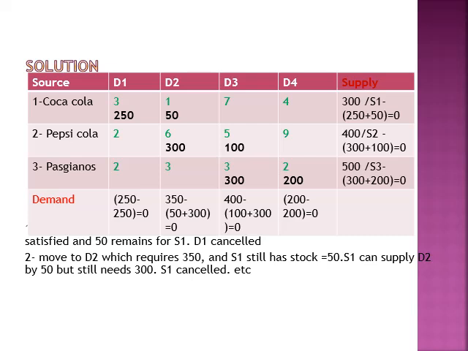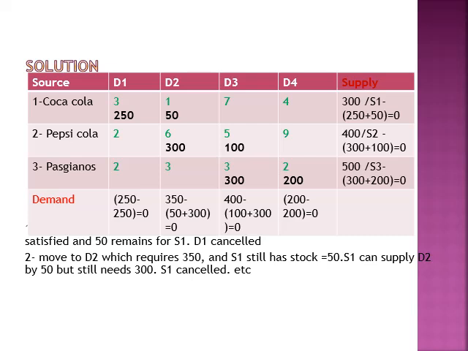Then we are going to state 250. We satisfy the total demand of D1, then we will cancel 250 and write 0 instead of 250. Then we will move to the right side to D2.